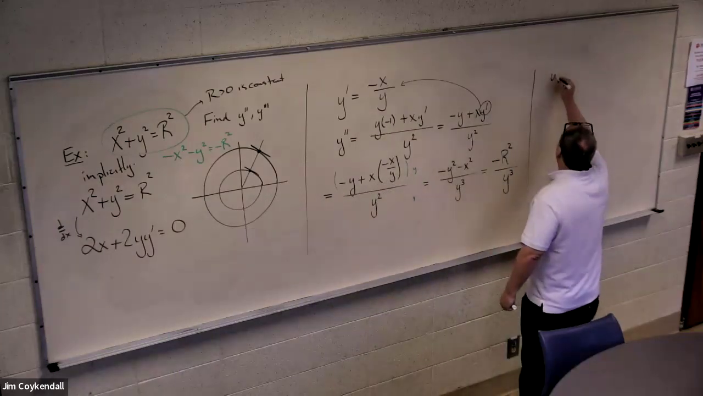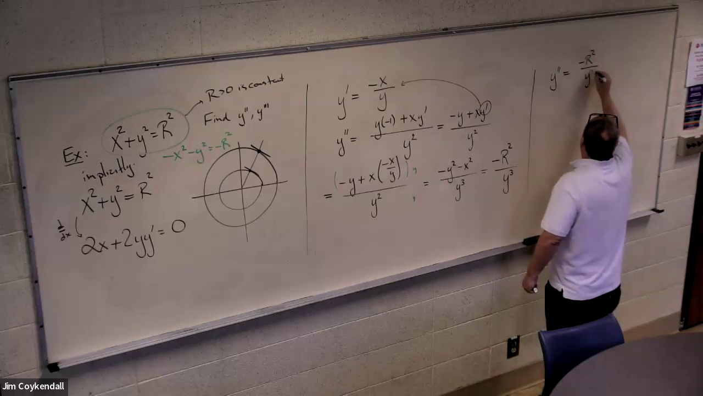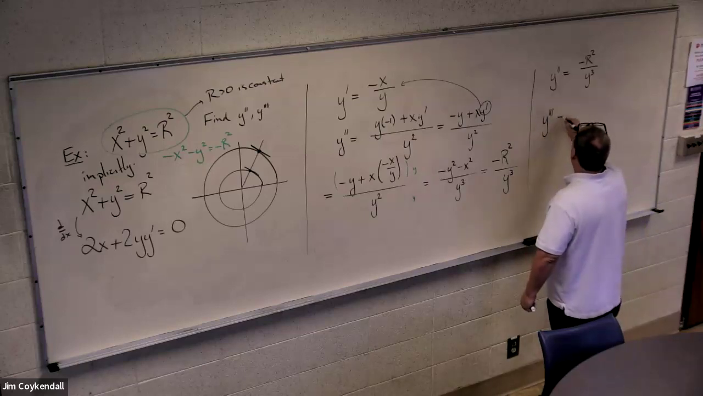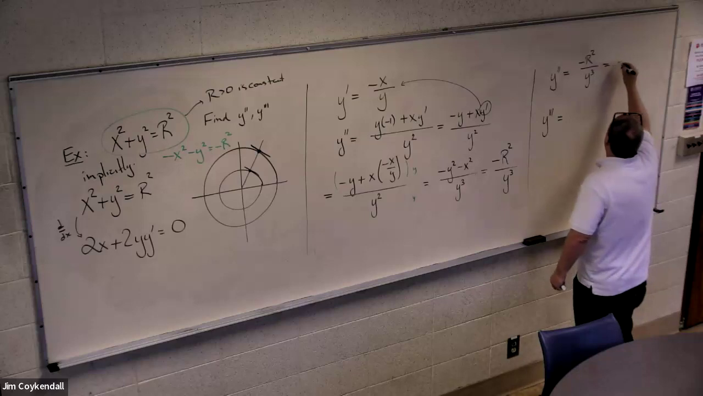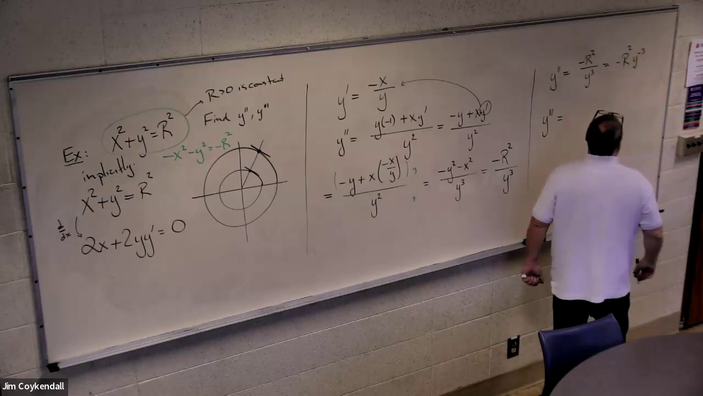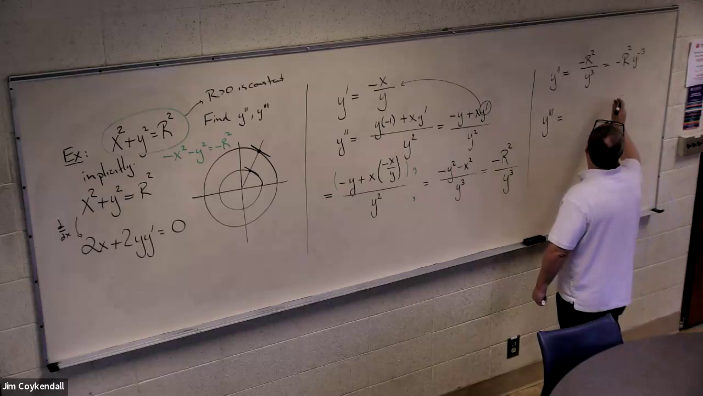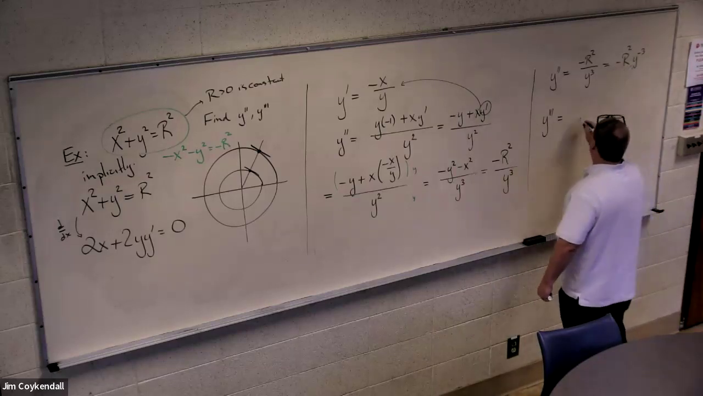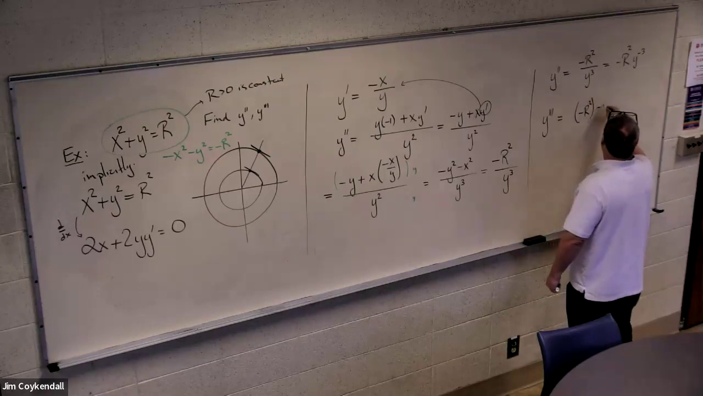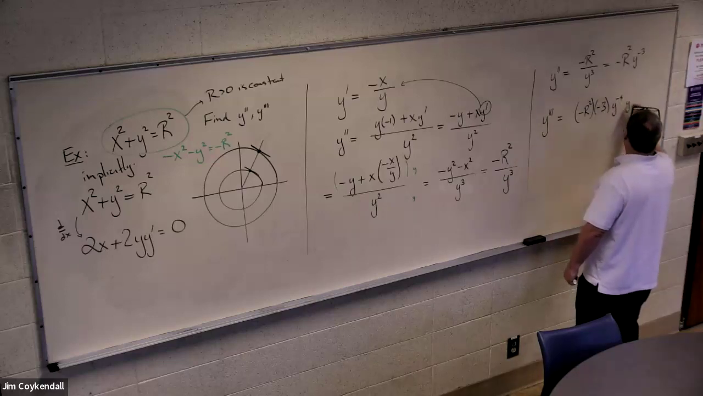And you can continue the process forever. I'll do one more step. Y double prime is minus R squared over Y cubed. So Y triple prime is going to be, remember, R squared is a constant, minus R squared times minus 3, y to the minus 4, y prime.